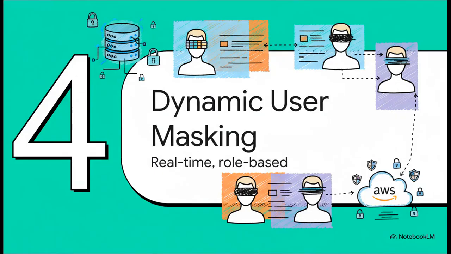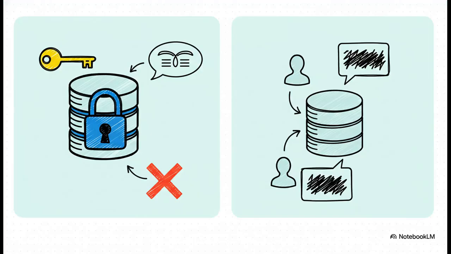So far, we've been talking about permanently changing data for things like logs or dev environments. But what if you need to show different versions of the same live data to different users? That, my friends, is where dynamic masking comes into play. This is a really key concept for the exam.